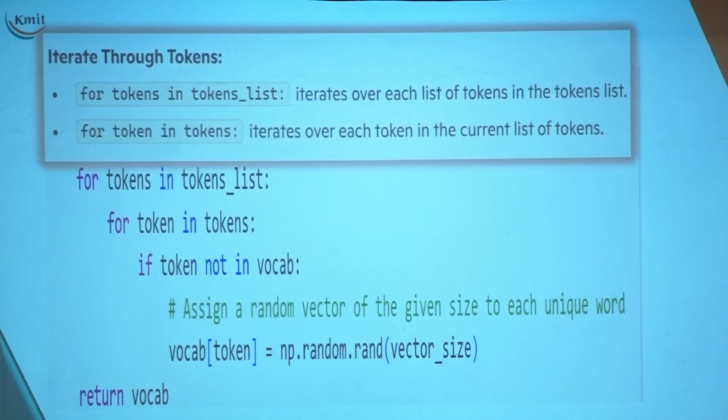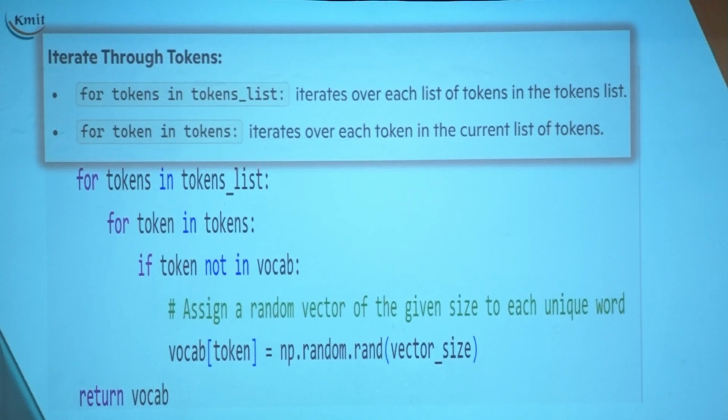Now, what is happening here? There are two for loops here. What is this iteration for? The first one is going to iterate over each list of tokens inside your token list. In a data frame, you have several rows which have strings, and inside those strings you have several words. So that's why we are doing the iteration twice.